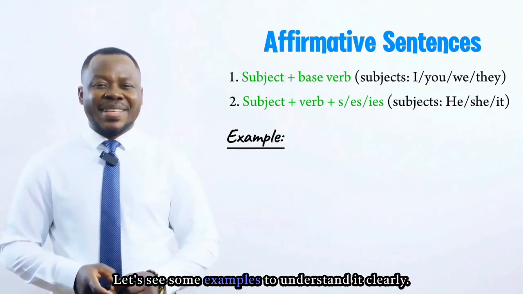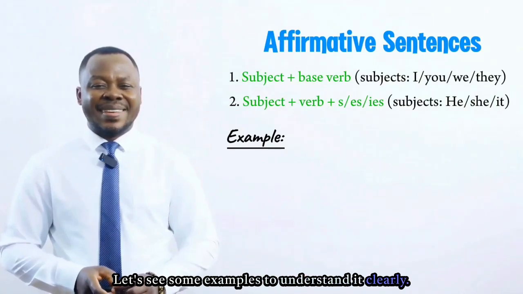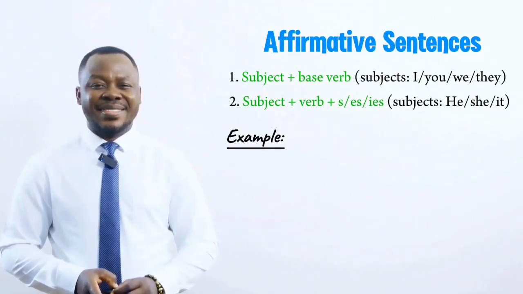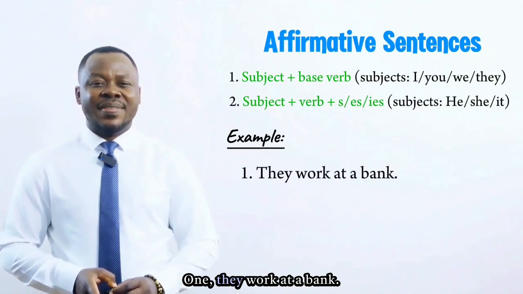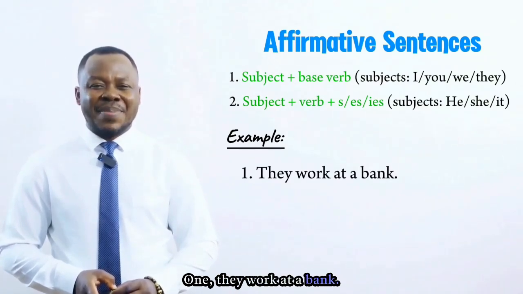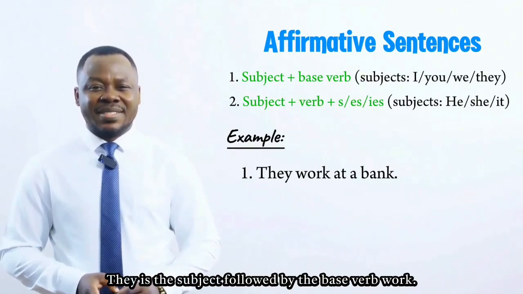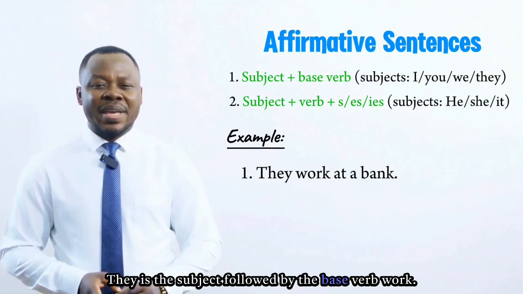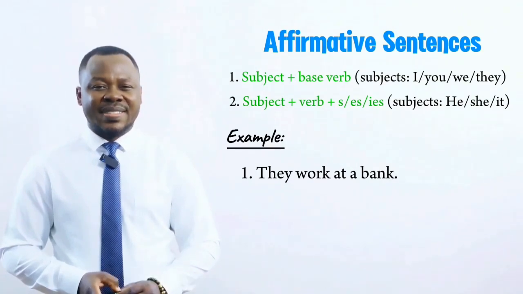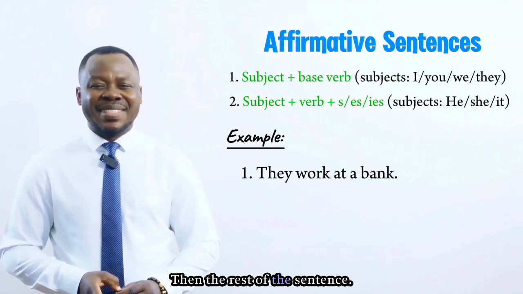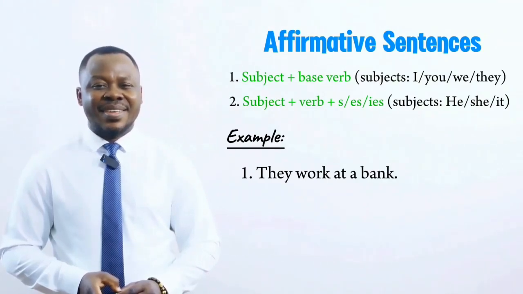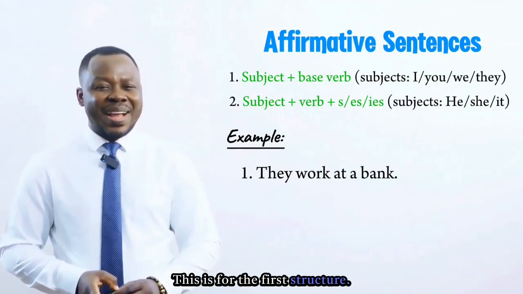Let's see some examples to understand it clearly. 1. They work at a bank. They is the subject, followed by the base verb, work, then the rest of the sentence. This is for the first structure.